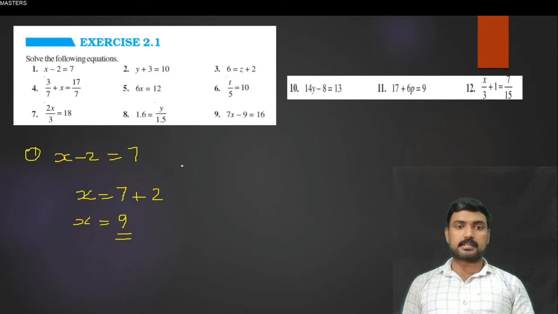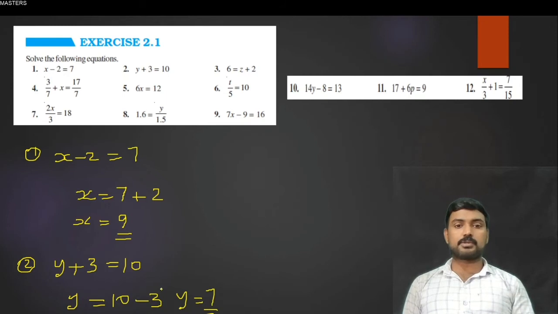Now we can consider the second question. Second question: y plus 3 is equal to 10. We know that on the left side y is there, and 3 is there. The number 3 is standing alone, so it can be transposed first. So we will get y is equal to 10. Here it is addition, and addition changes to subtraction. So 10 minus 3. We will get the answer y is equal to 10 minus 3 is equal to 7. So this is known as the solution of the given equation.